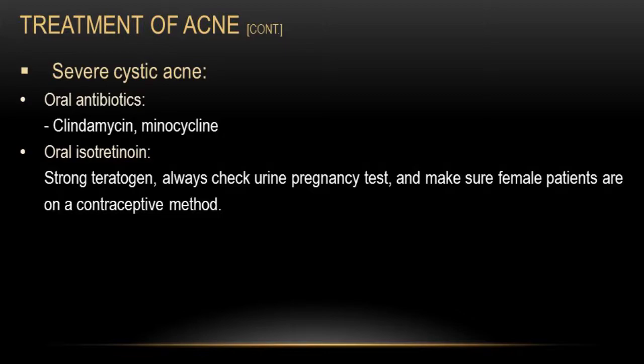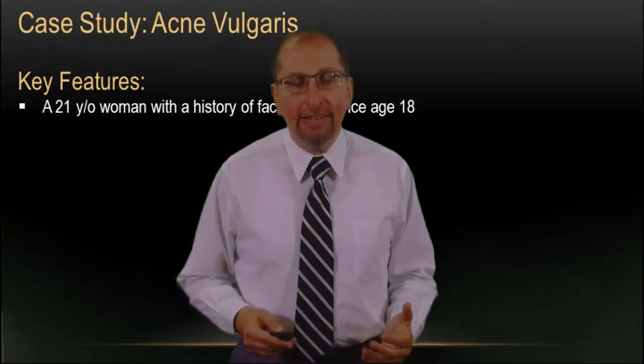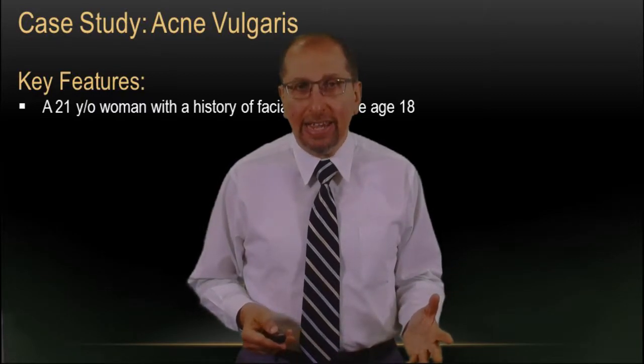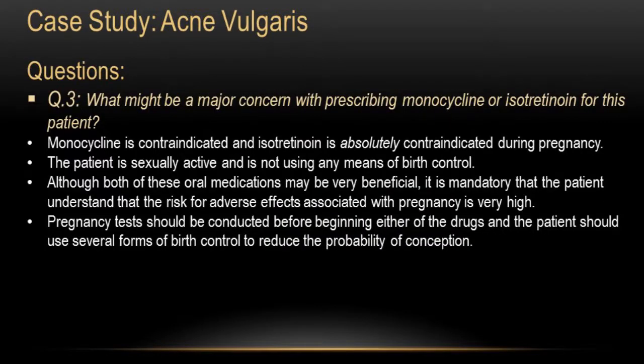Our case study for acne is about a 21-year-old woman with a history of facial acne since the age of 18. Now, what might be a major concern with prescribing minocycline or isotretinoin for this patient? Remember, isotretinoin is pregnancy category X. Minocycline, which is a tetracycline antibiotic, is pregnancy category D.